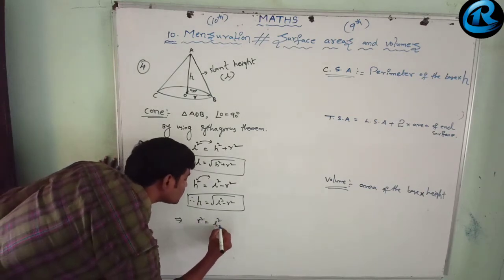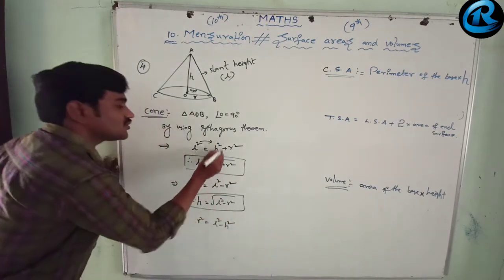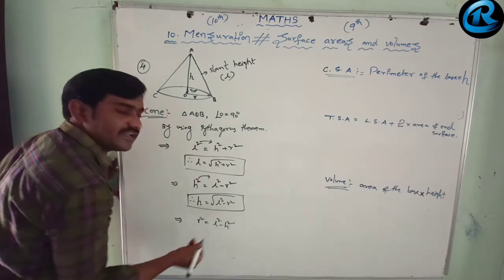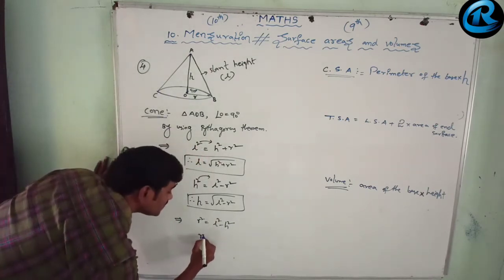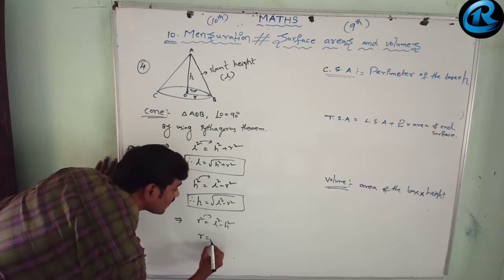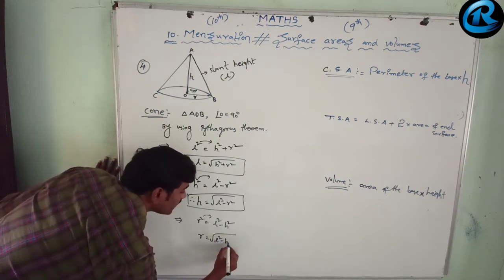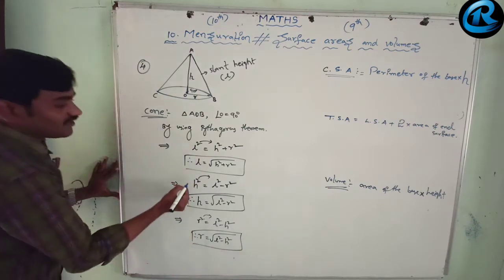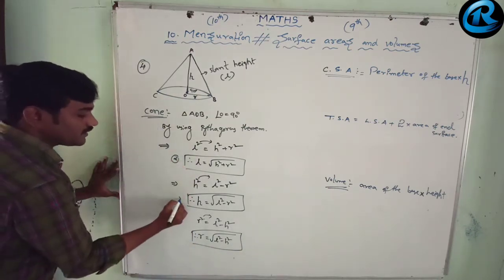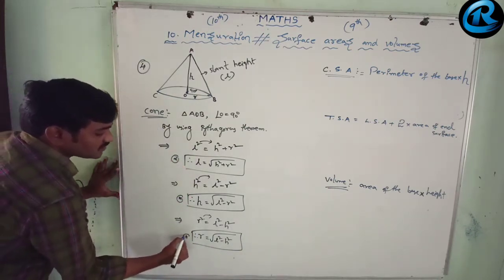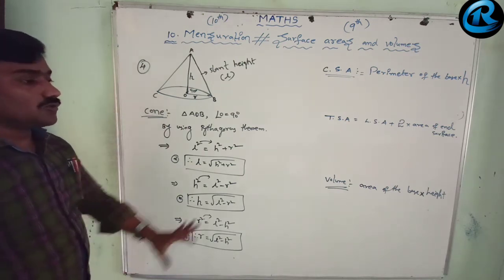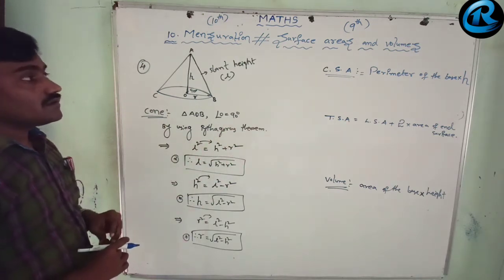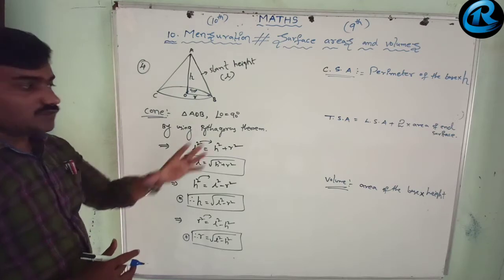r square equals L square minus h square. This positive h square will transfer to this side and becomes negative h square. Then the square will transfer to this side and becomes a square root, so r equals the under root of L square minus h square. And these are the three formulas you need to remember. These formulas will help us find out the cone values.